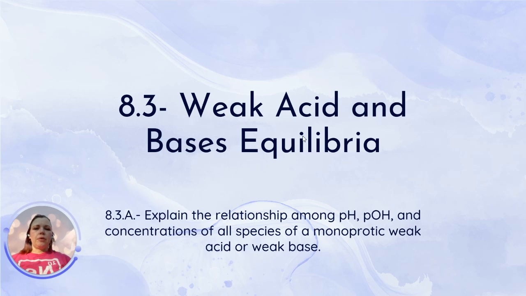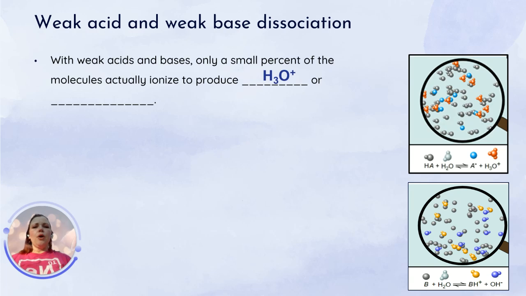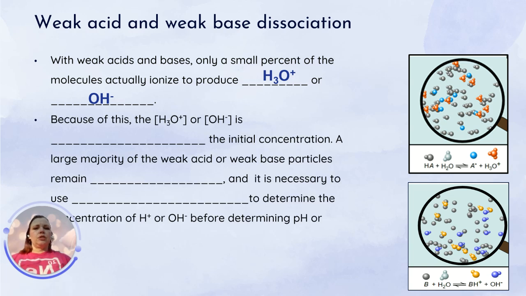So if you remember, we have already talked about strong acids and strong bases. Strong acids and strong bases fully dissociate, whereas weak acids and weak bases only partially dissociate. So only a small percent of the molecules actually ionize to produce H3O plus or OH minus, as you can see on the images over here. Most of the molecules remain in their undissociated form, which you can see in both cases as gray. And then a part of them will actually proceed to form the products. Because of this, the concentration of H3O plus or the concentration of OH minus is less than the initial concentration.